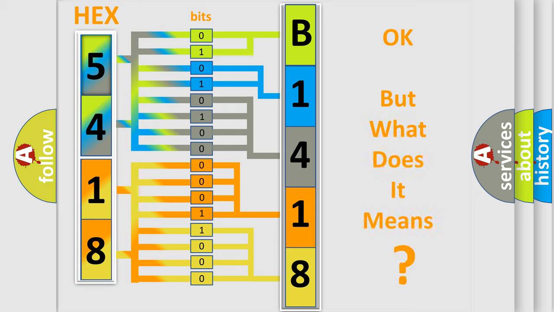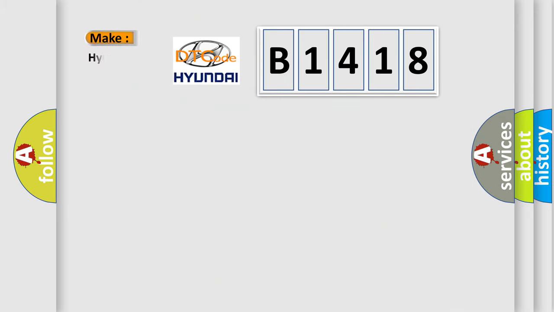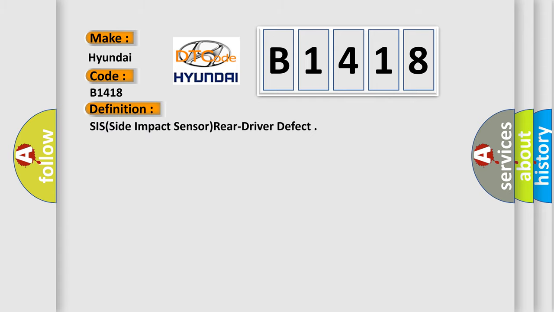The number itself does not make sense to us if we cannot assign information to what it actually expresses. So, what does the Diagnostic Trouble Code B1418 interpret specifically for Hyundai? The basic definition is SIS, side impact sensor, rear driver defect.